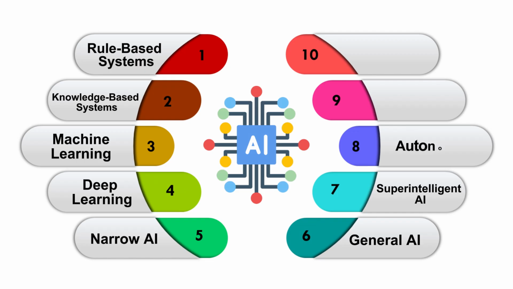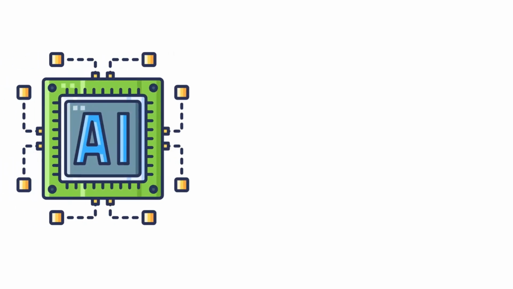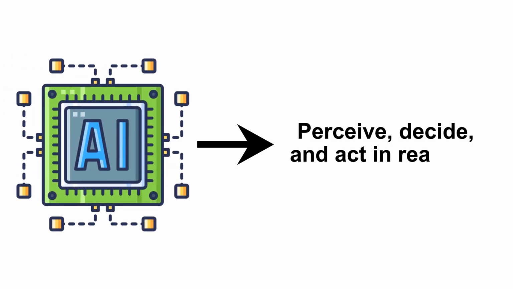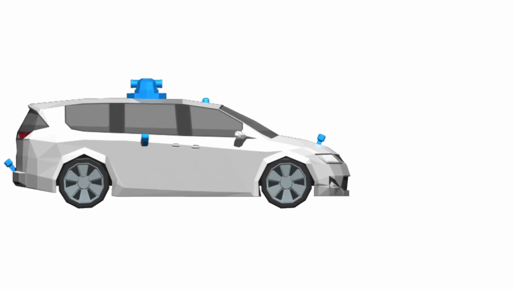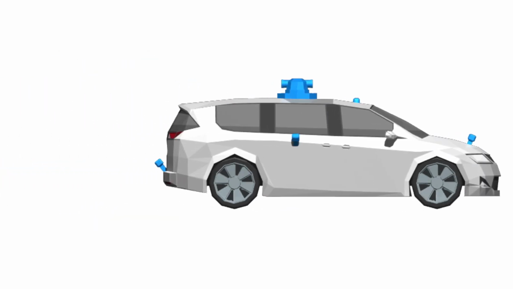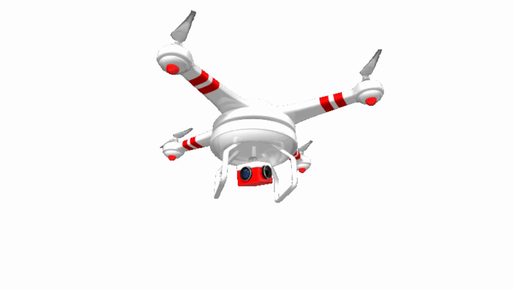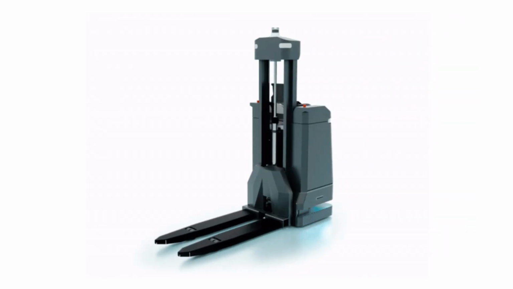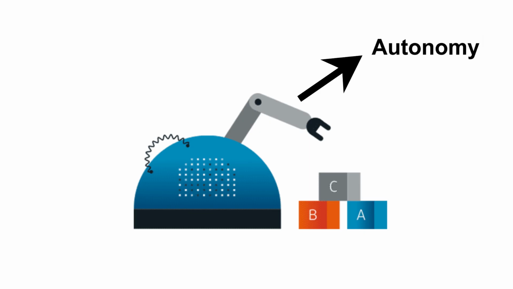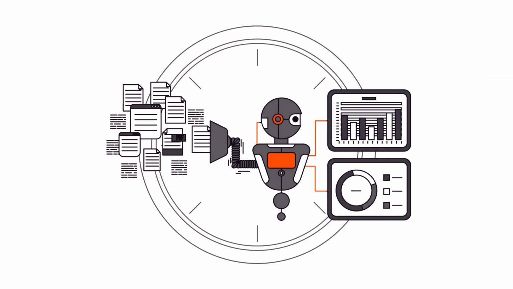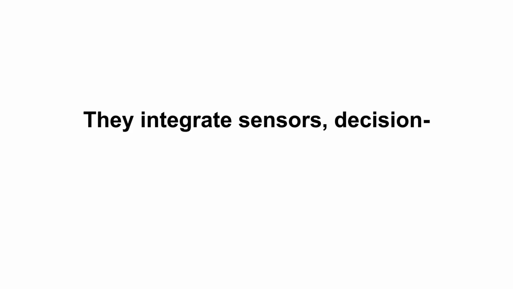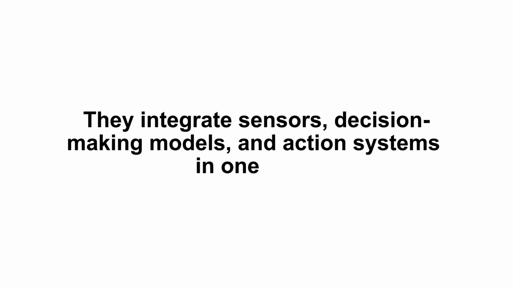Stage 8 is autonomous AI systems, machines that can perceive, decide, and act in real time, too. Think self-driving cars navigating city streets, drones flying missions without constant human input, and robots handling logistics in warehouses. The defining trait is autonomy. These systems don't just process data, they respond directly to dynamic environments. They integrate sensors, decision-making models, and action systems in one loop.